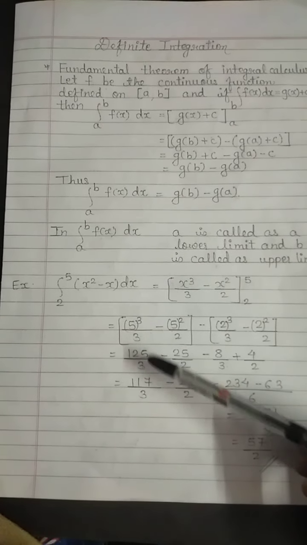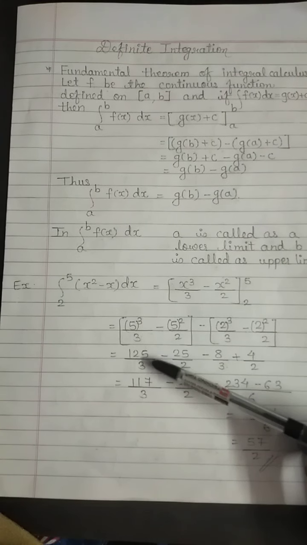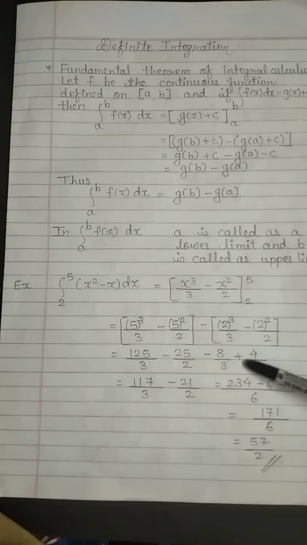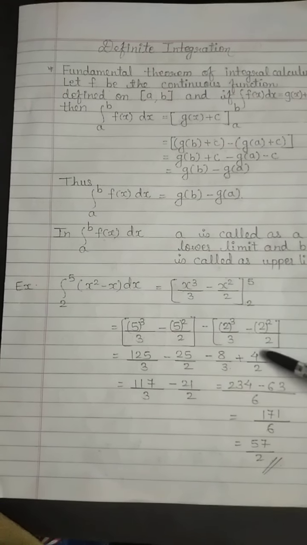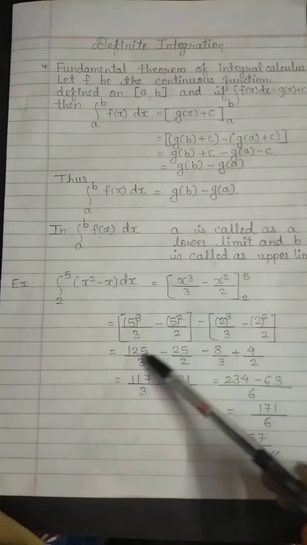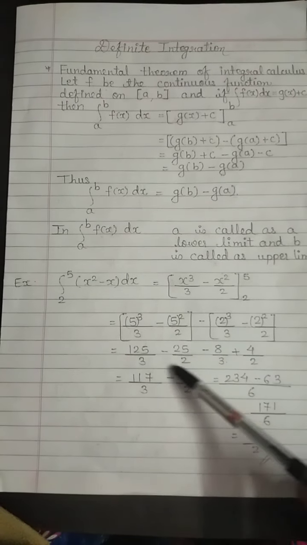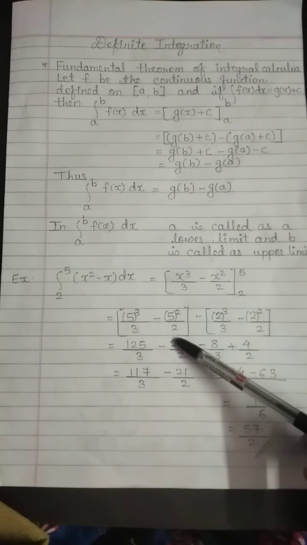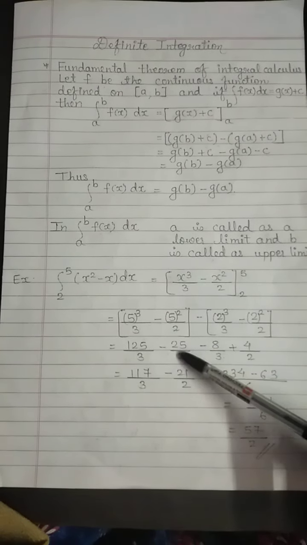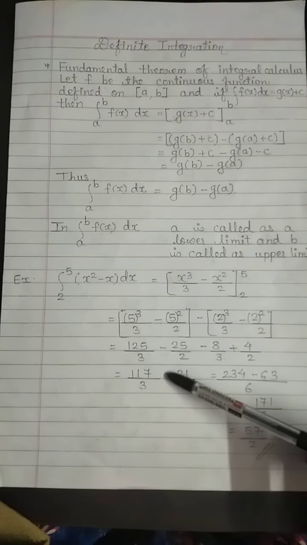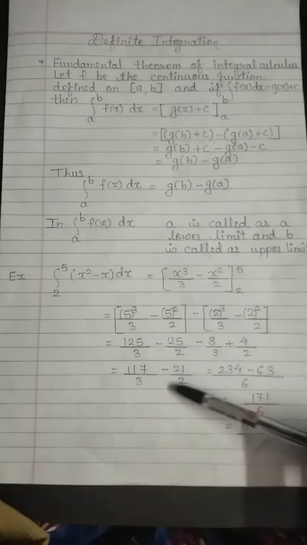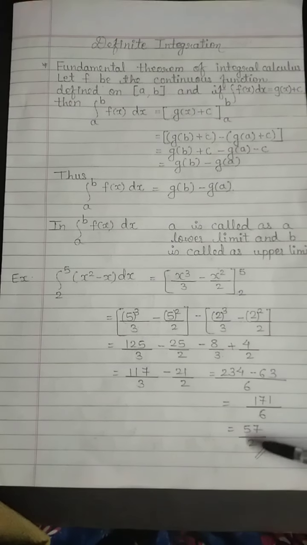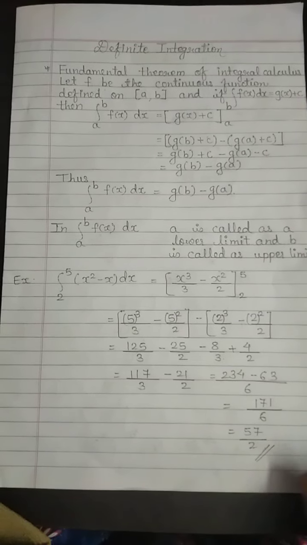Now if we open the bracket, then here we will get 125 upon 3 minus 25 upon 2 minus 8 by 3 plus, because minus minus will become plus, 4 by 2. Now simplifying these two terms, because the denominator is same, that is 3, we will get 117 upon 3, and simplifying these two terms, because here the denominator is same, we will get minus 21 by 2, and by taking LCM and simplifying further, the answer will be 57 by 2.